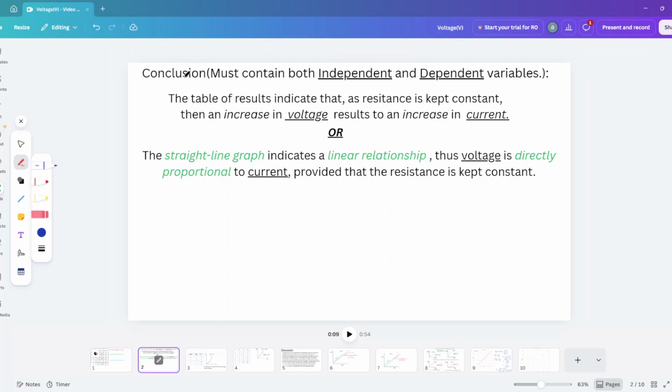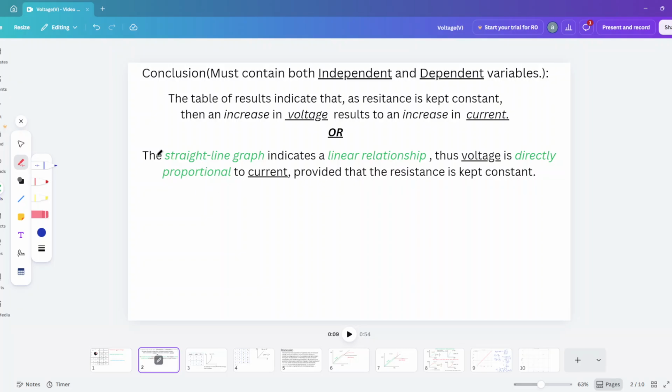For those who are doing CAPS, this is emphasized over and over again, that the conclusion must include both the independent variable and the dependent variable. That's 1 mark. And then stated correctly, it's also another mark, so this is normally 2 marks. So we say that the increase in voltage results in an increase in current. So I have both the independent and dependent variable, that's 1 mark, and then the fact that I have stated it correctly, that if I increase the voltage, then the current also increases.